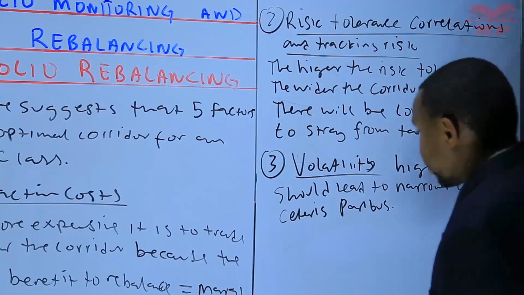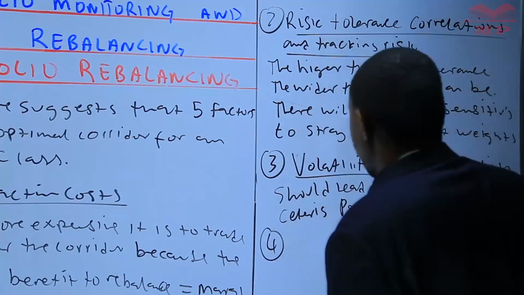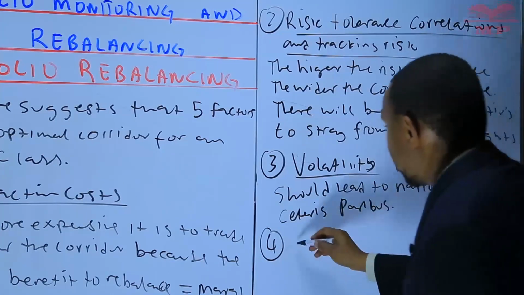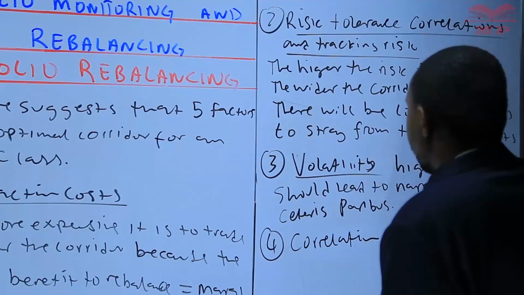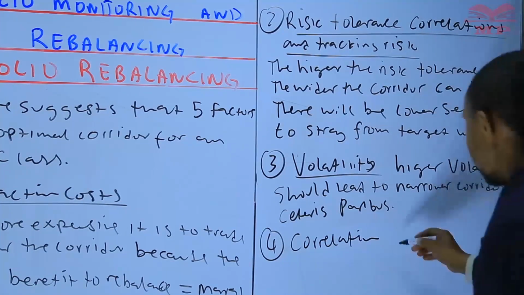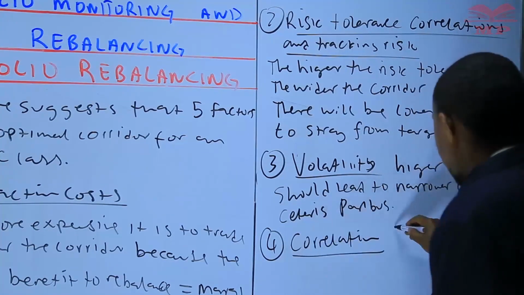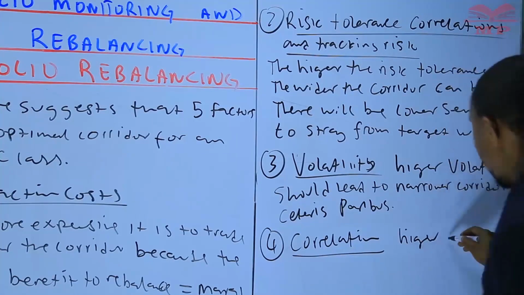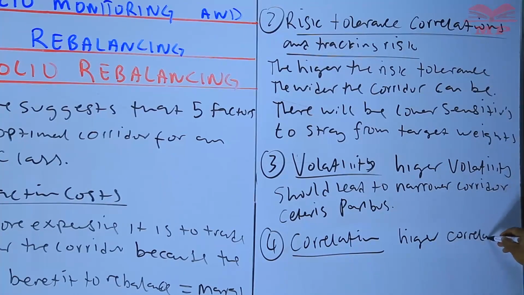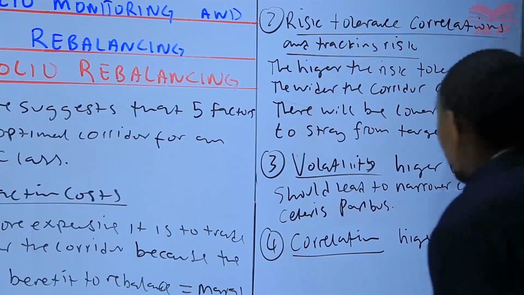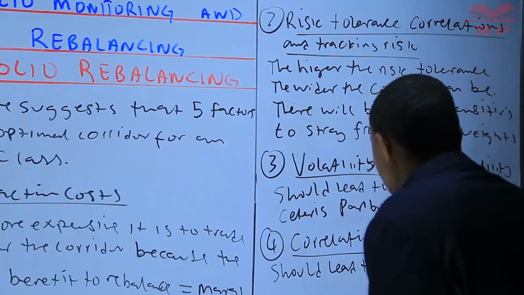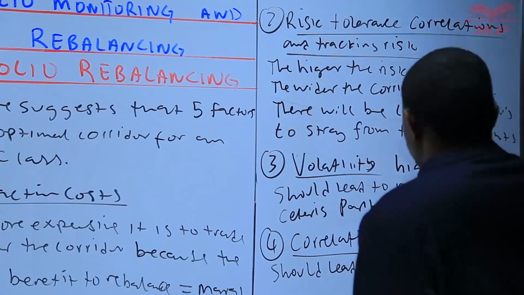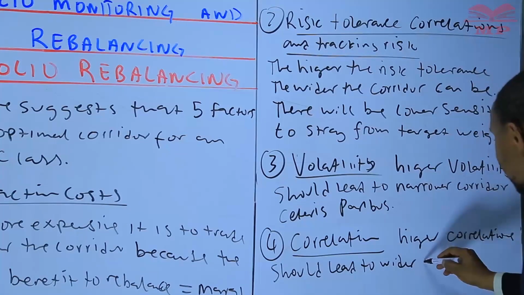Number 4 is correlation. Higher correlations should lead to wider tolerance bands.